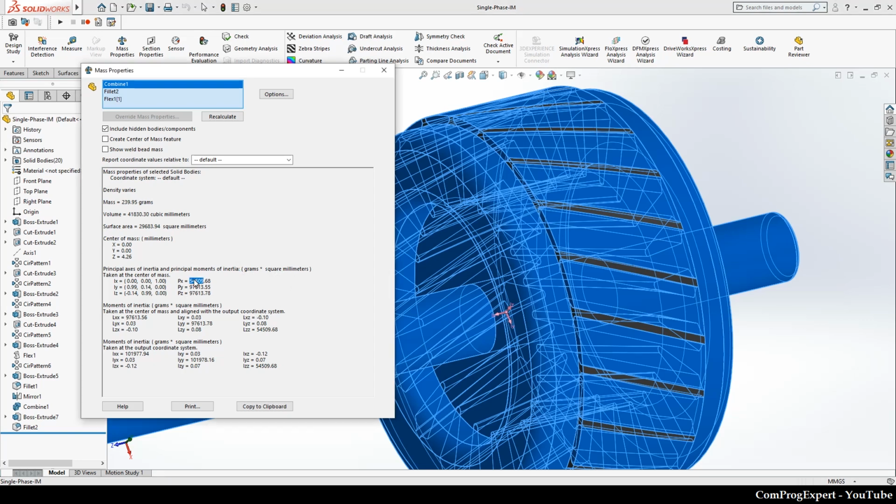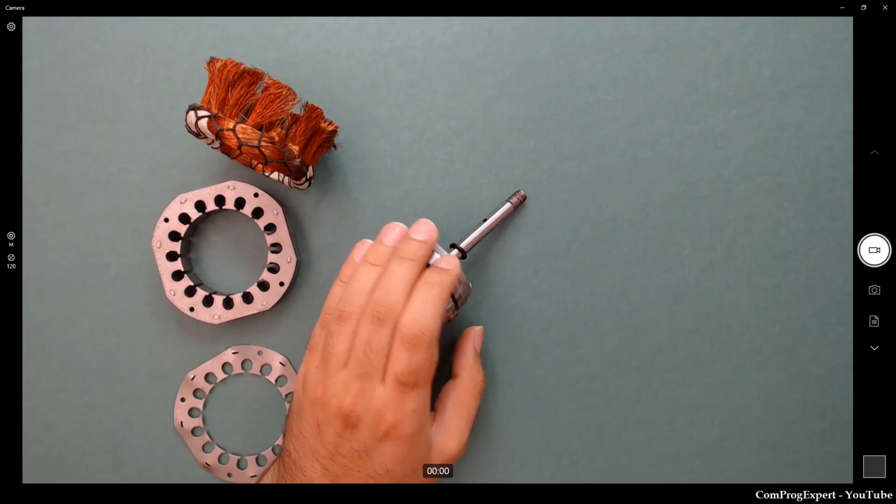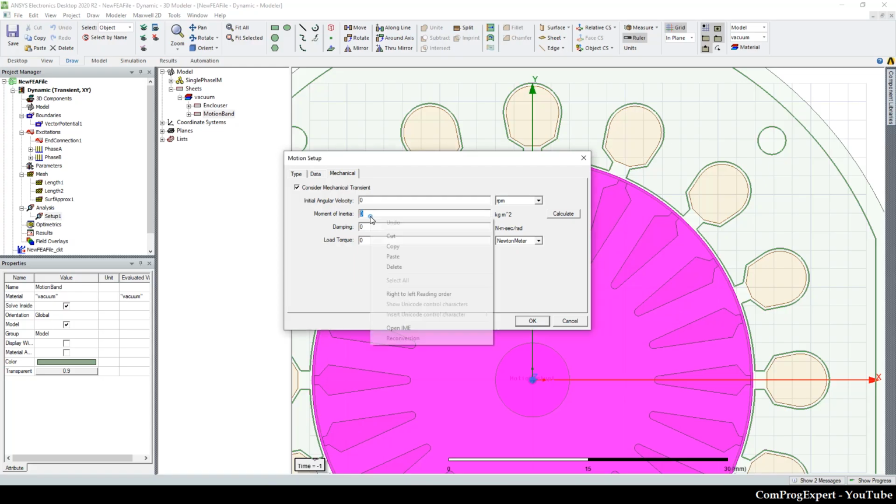But we need to, I copy this number, and here I paste. Here we need to set the value of moment of inertia in kg times meter square. So I should multiply this by 1e minus 9. Okay. So the next parameter is damping.